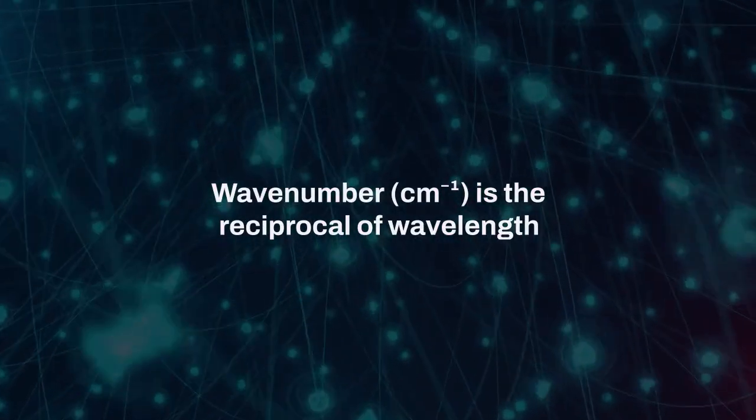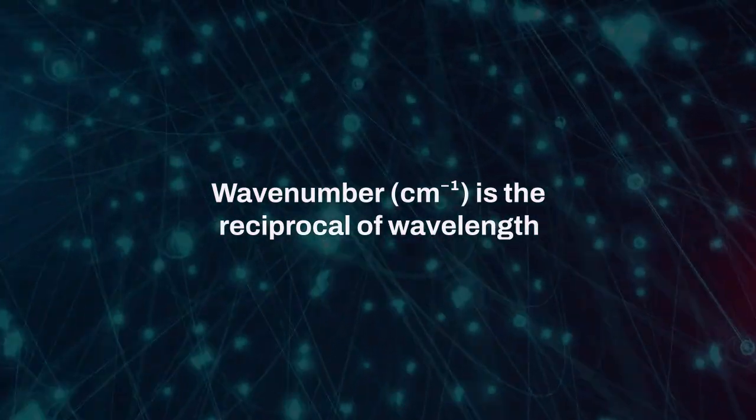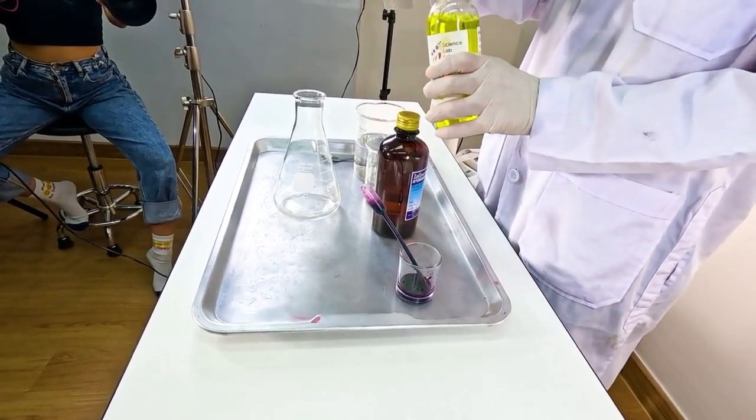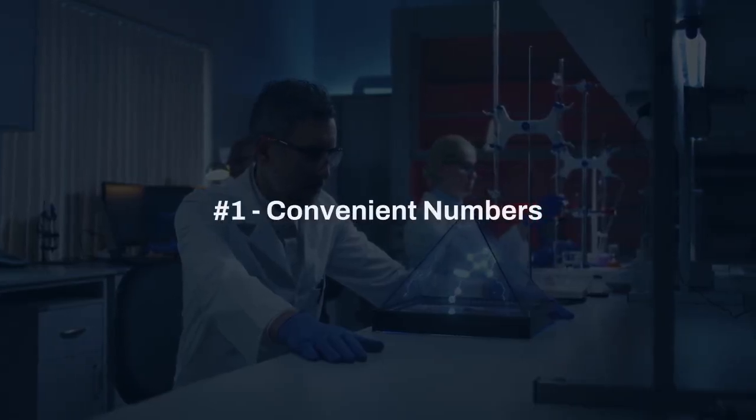Wavenumber, written as cm⁻¹, is simply the reciprocal of the wavelength in centimeters. It asks, how many waves can you fit into 1 centimeter? And it solves both of our problems perfectly. Here's why it's so useful.